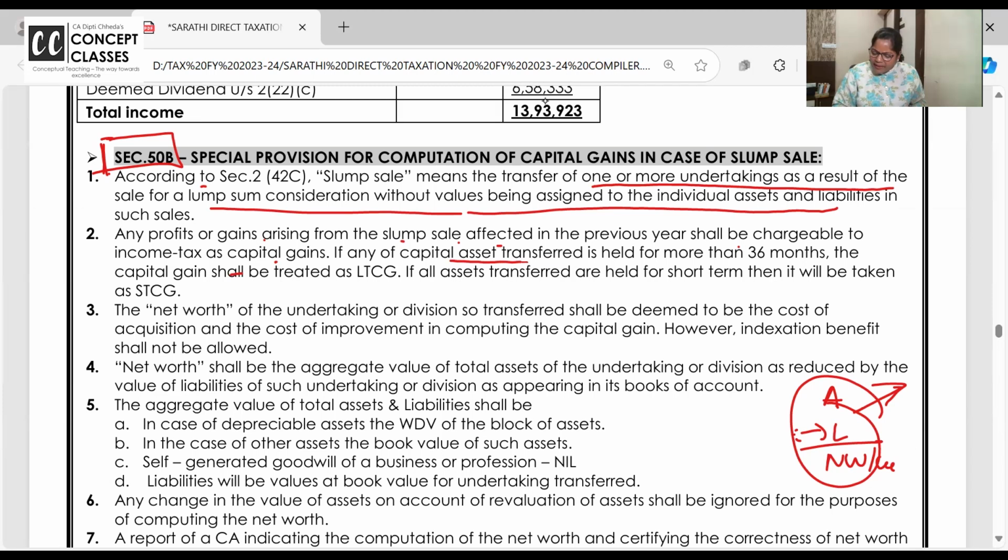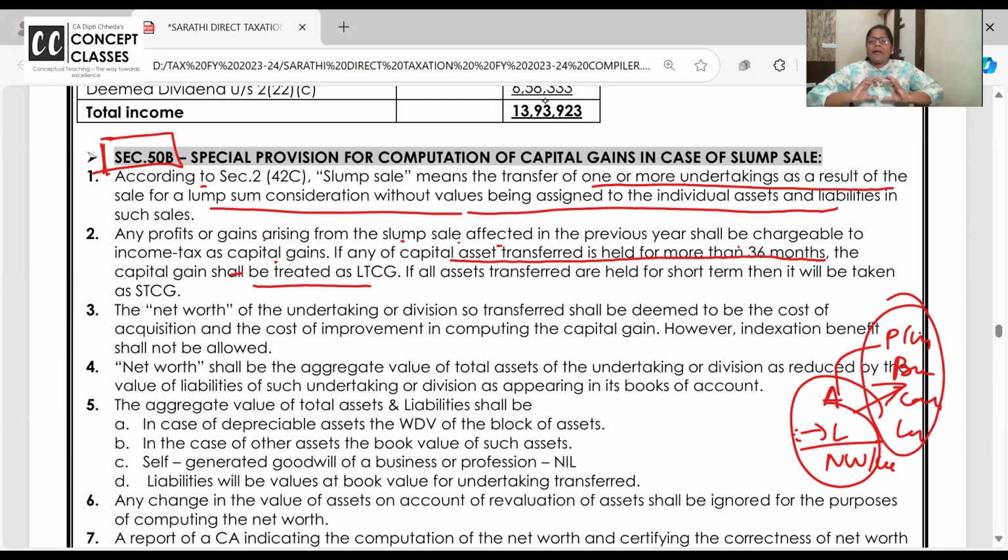If any of the capital asset is held for more than 36 months, whole capital gain is long term or short term. Now I have transferred you my plant and machinery, my building, my camera, my laptop. So if instead of taking individually, I am selling you everything lump sum, any of the asset out of this is long term, the whole capital gain will be long term if it is held for more than 36 months.